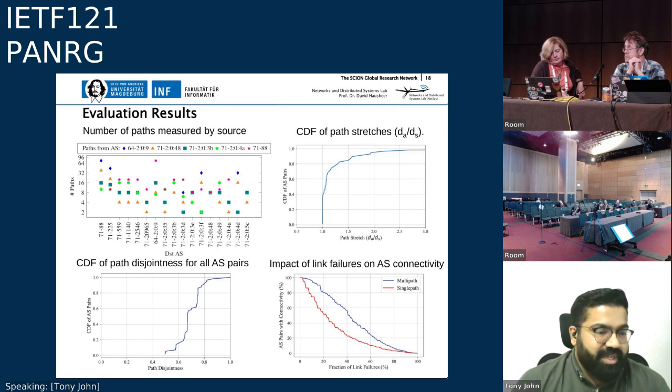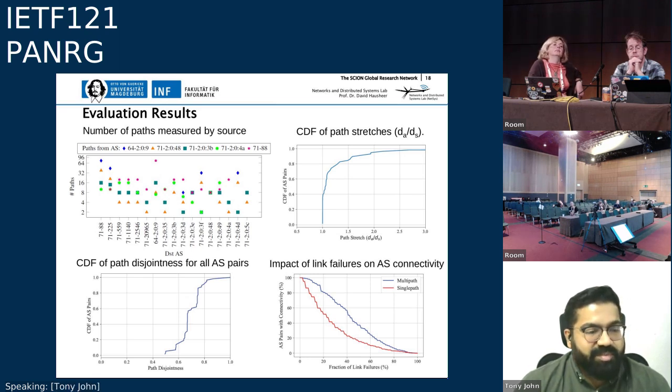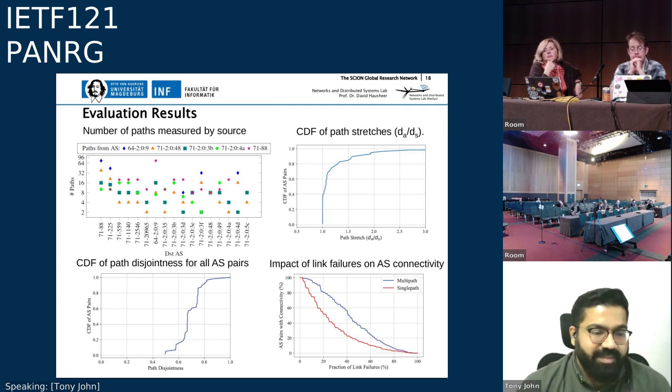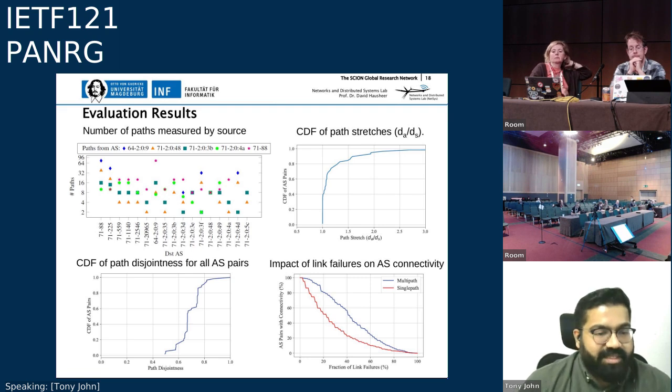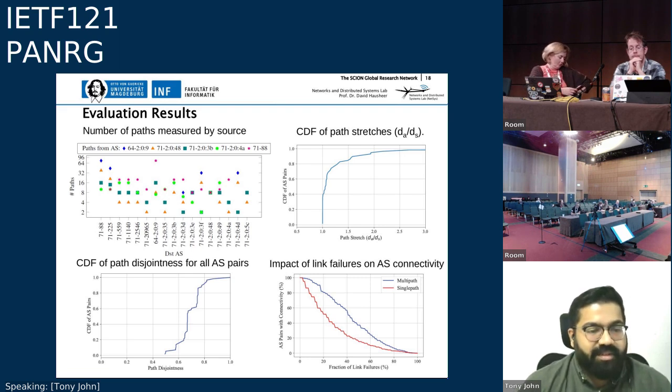At the bottom left, we can see disjointness of paths among AS pairs. Here too, we can see that for a major portion of the AS pairs, we have a high degree of disjointness. This helps in being highly fault tolerant. On the bottom right, we are looking at the connectivity between AS pairs if links are failing, and you can see that even if 20% of the links fail, 80% of AS pairs are still connected when they are operating in multipath mode.